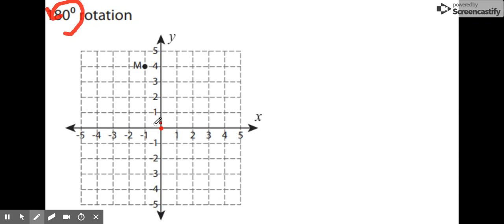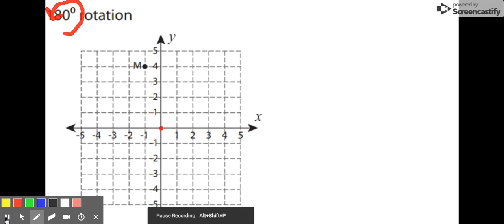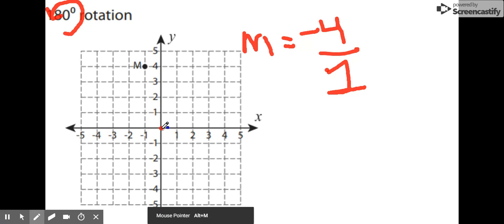So when you connect the pre-image to the center of rotation and the center of rotation to the image, you should be creating a straight line. So we know that M should be somewhere down here in the fourth quadrant. We can find the exact location by just finding the slope from M to the center of rotation, which is going down 2, 3, 4 over 1. So we just want to go from the center of rotation down 4 over 1, and that's going to be M prime.